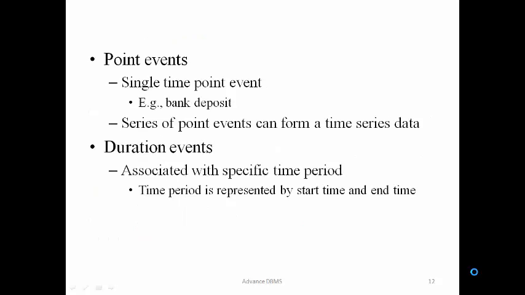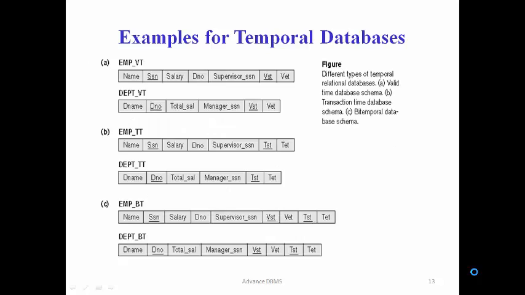Now events in temporal databases. It may be a single time point event or it may be a series of point events from the time series data. How long such events last is referred to as the duration of events. This duration of events is associated with a specific time period, represented by start time and end time. So this is one small example related to temporal databases.